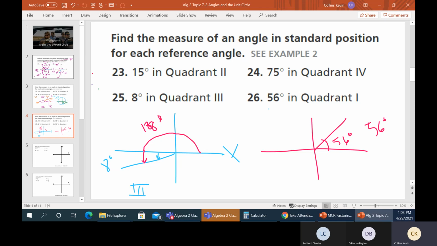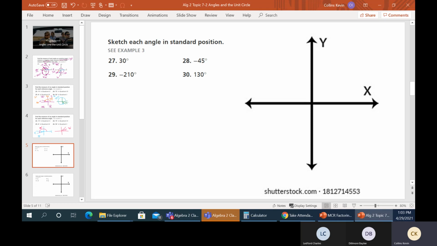All right, so let's check out some more. This says, sketch each angle in standard position. Okay, so number 27 is 30 degrees. If we know this is 0 and this is 90, then it'd be like cutting this square into 3 equal sections as far as the angles. So 30 degrees would be about right here. Okay, so this is 30 degrees.